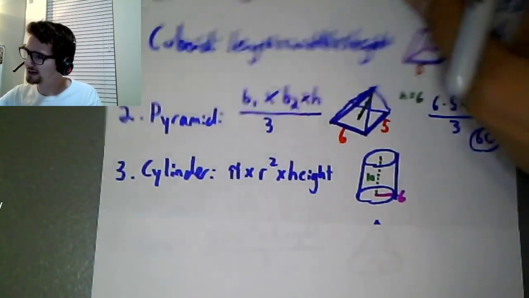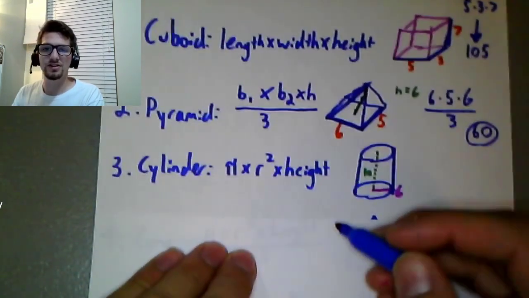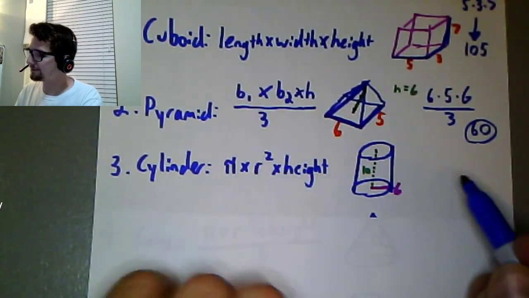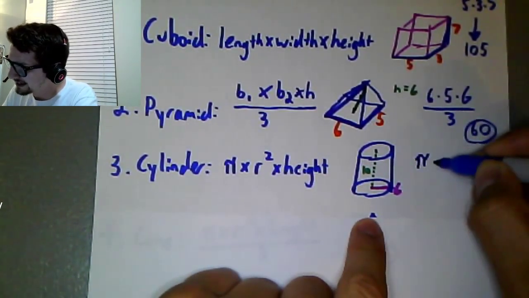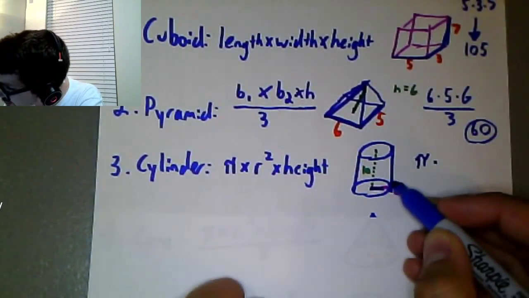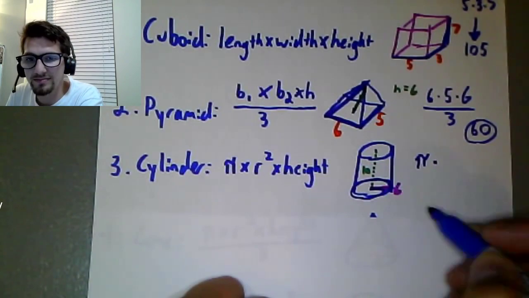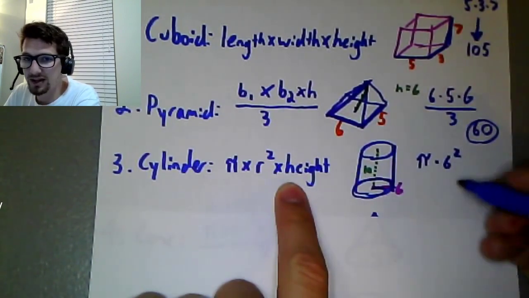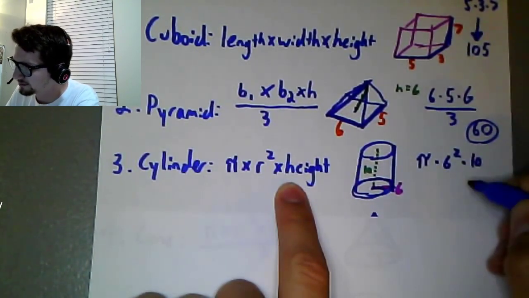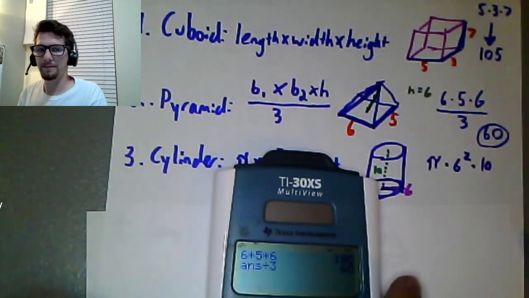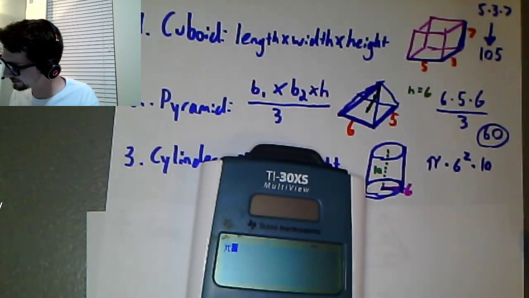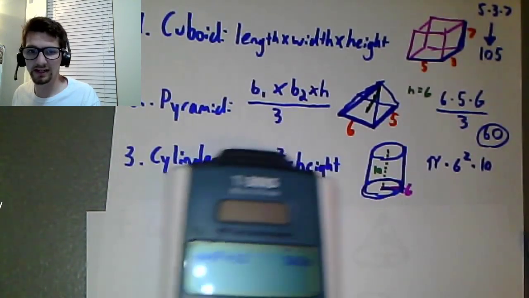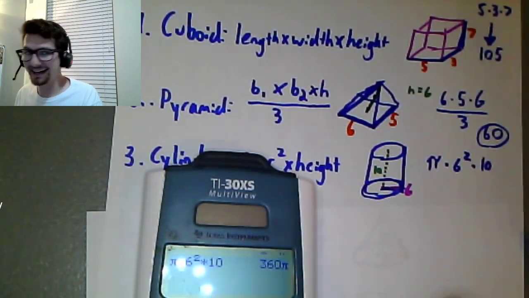Number 3, we have our friend the cylinder. So the cylinder's equation is pi times the radius squared times the height. So here's my circle base. Here's the radius. It's 6. So the radius squared times the height. My height in this problem of the cylinder is 10. And that's it. So in my calculator, I'm going to go pi times 6 squared times 10. And I get 360 pi.